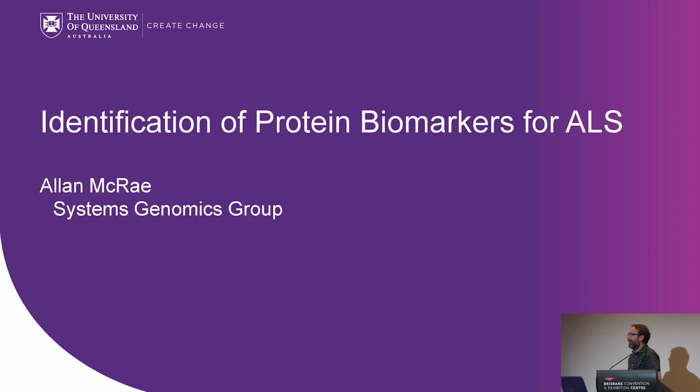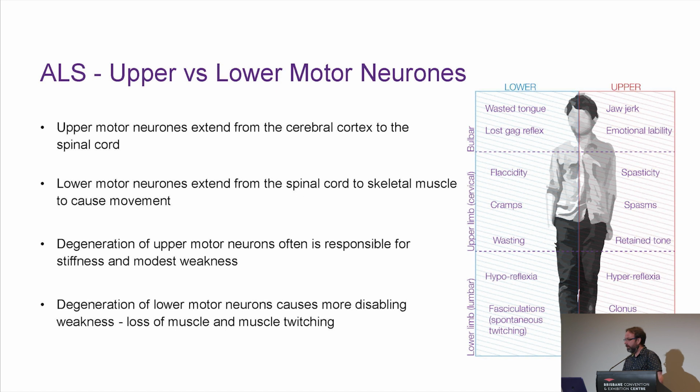Okay, so I'm going to talk a bit about our ongoing project, looking for biomarkers for disease using proteins. You already heard a bit about upper and lower motor neurons. The upper motor neurons go from the brain down to the spinal cord and send signals from the brain, which then go to the lower motor neurons that go from the spinal cord out to the muscles and send signals for movement in the muscle.